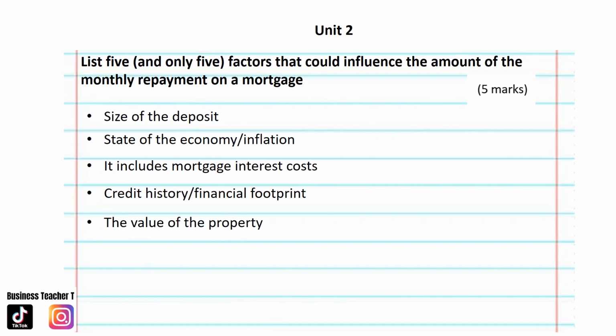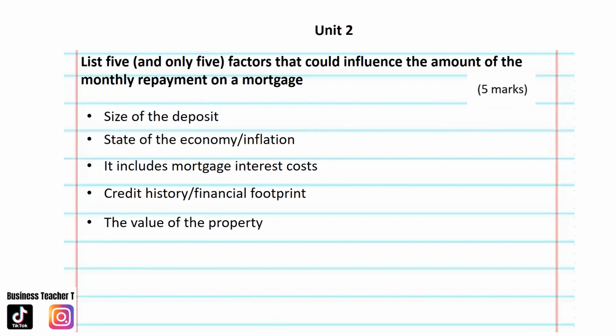Our next question is a Unit 2 question, a 5-mark list question. List 5 and only 5 factors that could influence the amount of the monthly repayment on a mortgage. Now, they've emphasized an only 5 in the brackets because some students do still have a tendency to list more, but you won't get credited for it. So they put it in brackets. They've told us twice they want 5, so let's just give them 5.